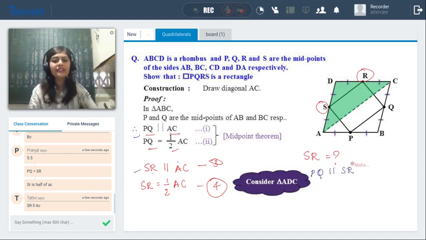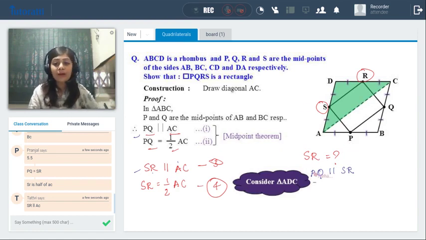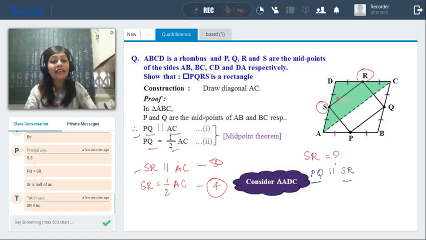Yes, students, we have seen this, right, in Euclid's theorem. What does Euclid say? If one thing is parallel to another, and if the second thing is also parallel to the same thing, then they are parallel to each other. PQ and SR are now parallel to each other. Students, pay attention. PQ and SR are two sides of our quadrilateral, which has to be a rectangle. So we have got PQ parallel to SR.